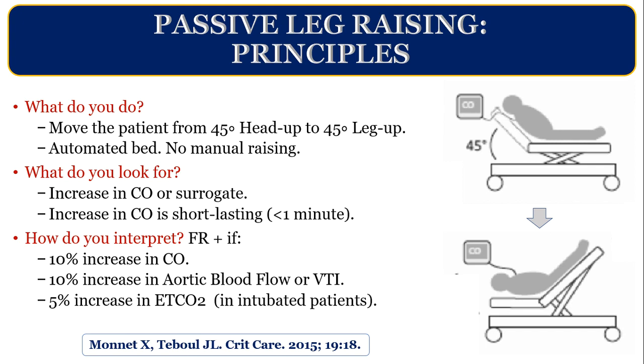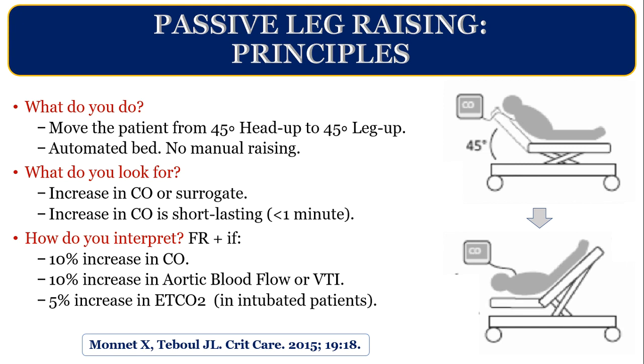What do you look for? I get varied answers. Sir, I'll go for pulse pressure, I'll see the pulse pressure variation. So you actually look for cardiac output. And if you do not have cardiac output, then you look for a surrogate. What are the surrogates? What do you have easily? Nowadays we do ultrasound, so we can see the VTI. Or if the patient is intubated, then you can go for ETCO2. These are valid. If you do not have anything, then you can go for pulse pressure, but the sensitivity and specificity is much lower. So preferably it is cardiac output.